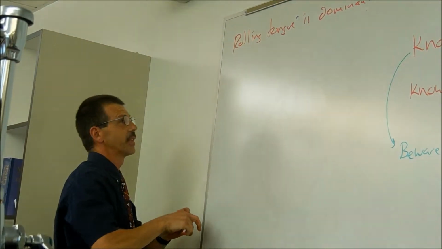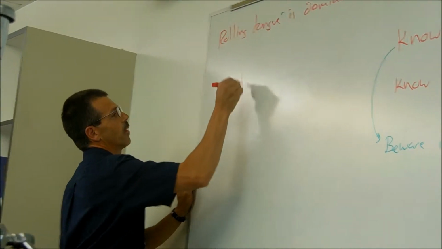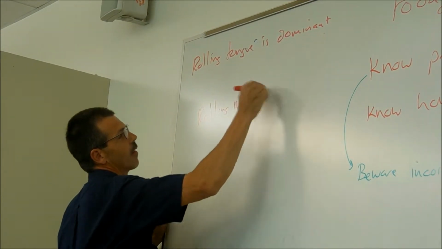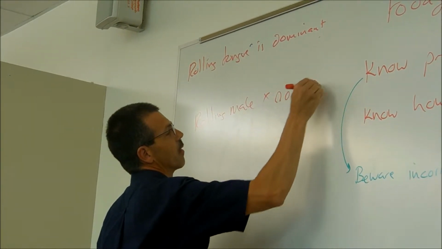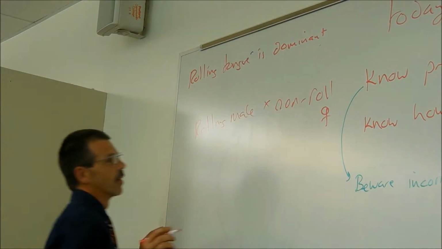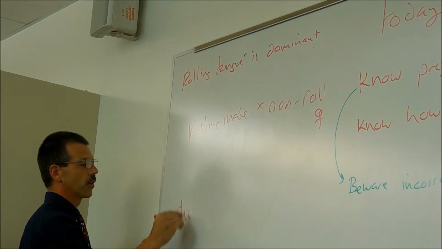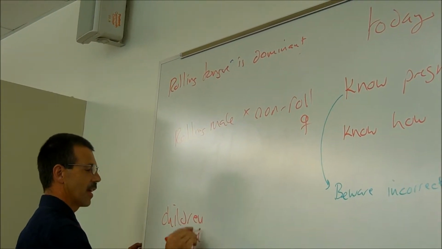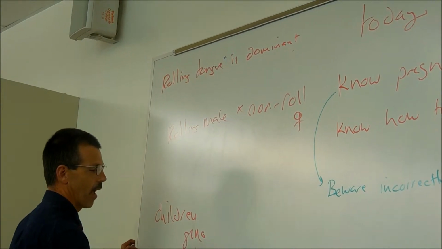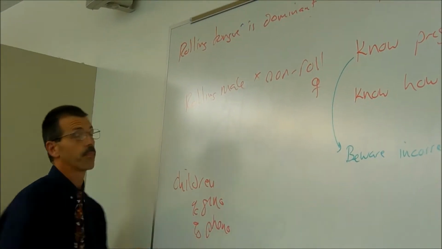Rolling your tongue is dominant, which it is. So a rolling male is a non-rolling female. All right. Tell me about their children. I need a genotype and a phenotype and percentages of each.